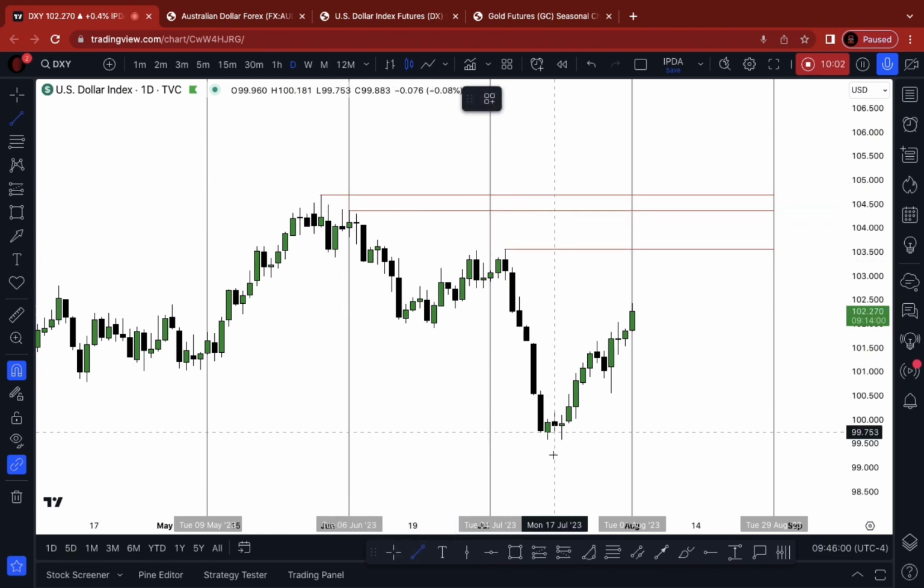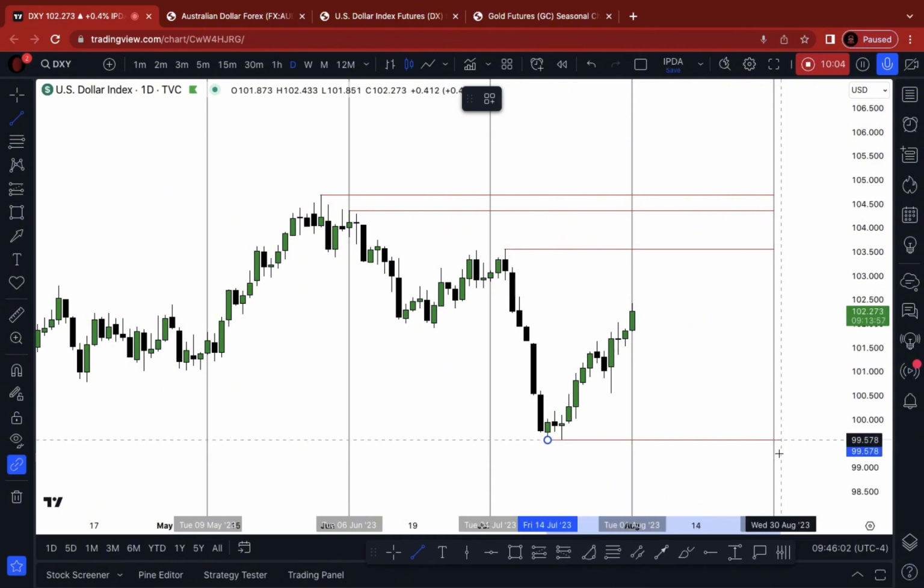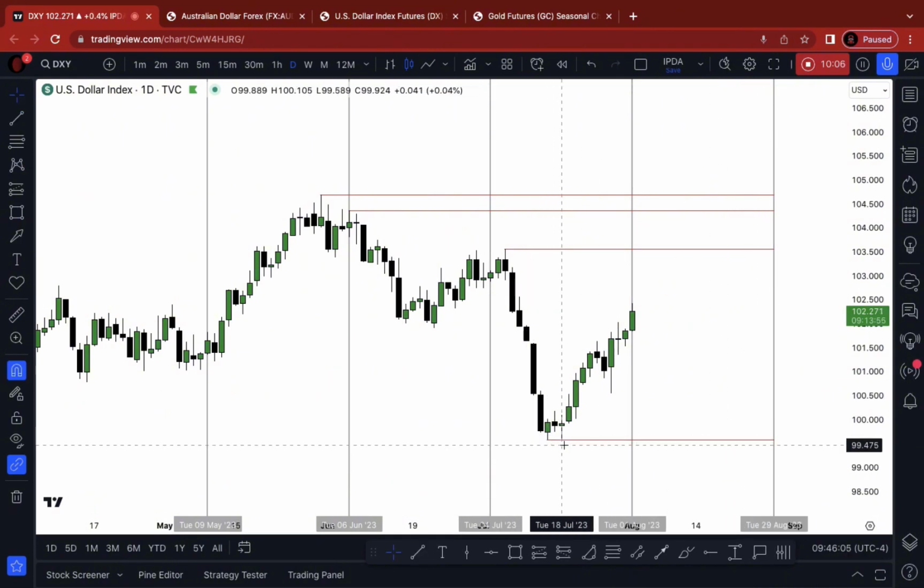Now, vice versa, we have swing lows. I'm going to double check to make sure the lows are correct.